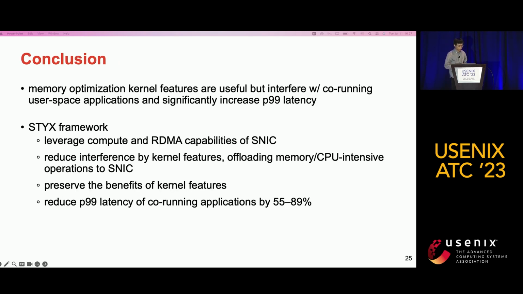So here is the conclusion. First, memory optimization kernel features are very useful, but they can interfere with some co-running user space applications and significantly increase their 99% latency. And for our work, the STYX framework leverages the compute and RDMA capability of SmartNIC to reduce this interference by offloading some memory or CPU-intensive operations to the SmartNIC. STYX can not only preserve the benefits of these kernel features, but also reduce the 99% latency of these co-running applications by more than 50% here.